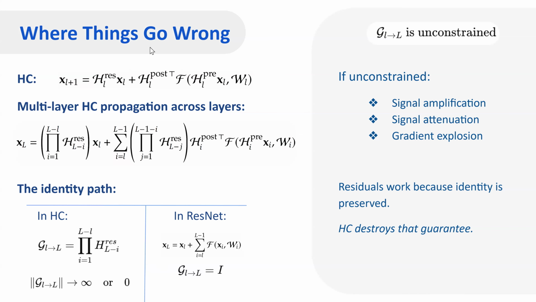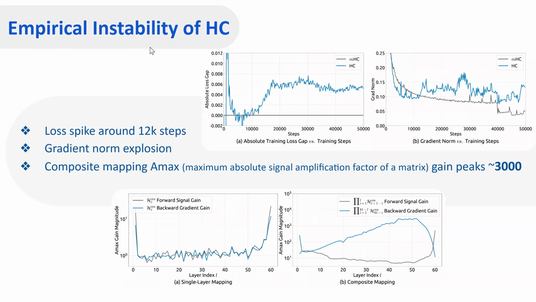Here, just to see what is happening, if we want to compare the absolute loss gap between HC and mHC, the current method, you can see that around step 12K the loss spikes. And about the gradient norm, you can see that there are some explosions. Also, what's important here is how much we are amplifying the signals.